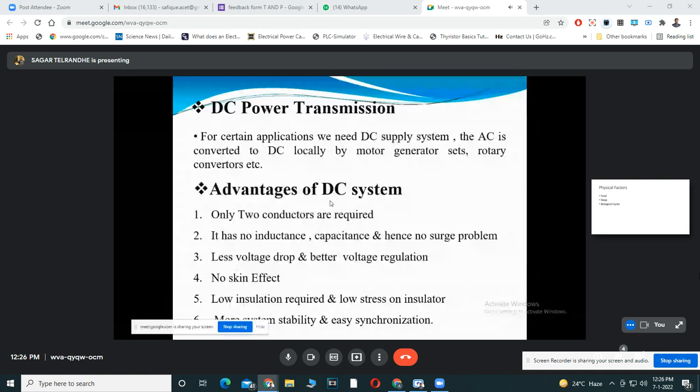It has no inductance, capacitance, and hence no surge problem. Less voltage drop and better voltage regulation. No skin effect, low insulation requirement, and low stress on insulators. More system stability and easy synchronization.